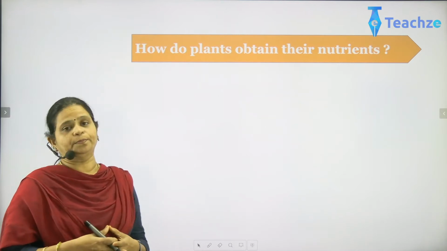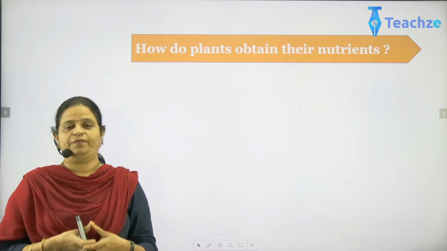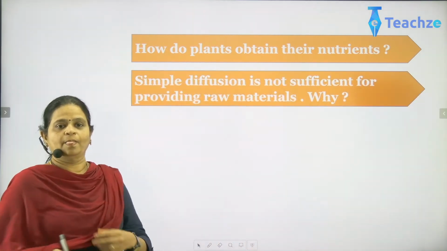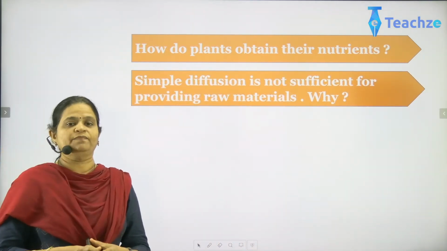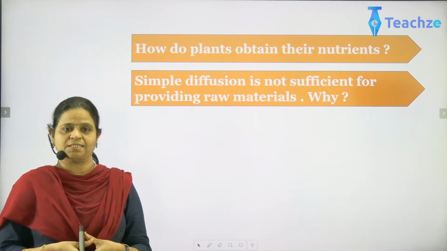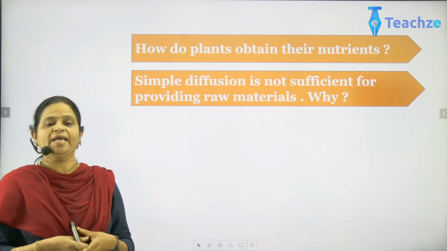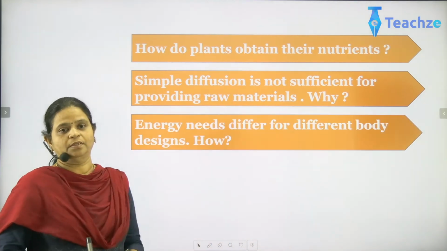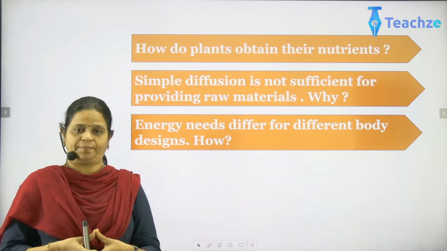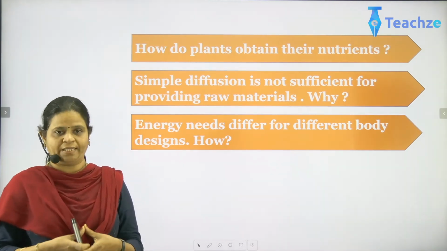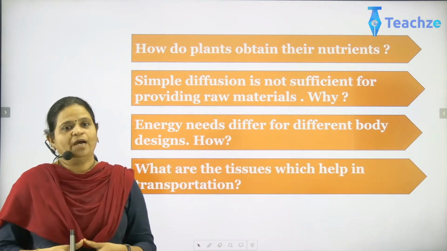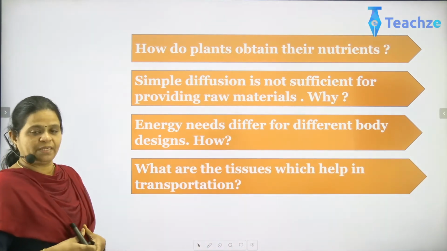How do plants obtain nutrients and how different is it from human beings? Simple diffusion will not be sufficient for providing raw materials for multicellular organisms, and why is that so? Energy needs for different body designs are separate, including plants and animals, and how and why? That will be the next question. And what are the tissues which help in transportation?